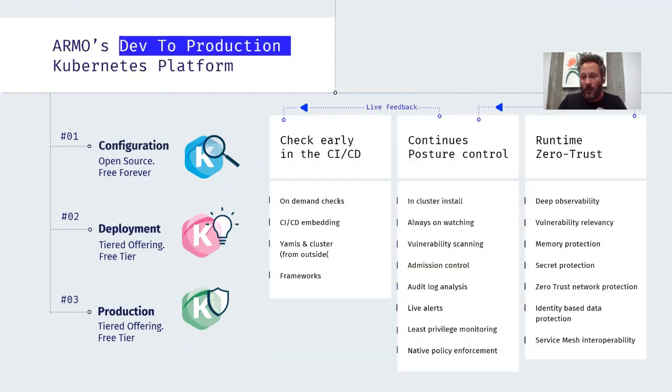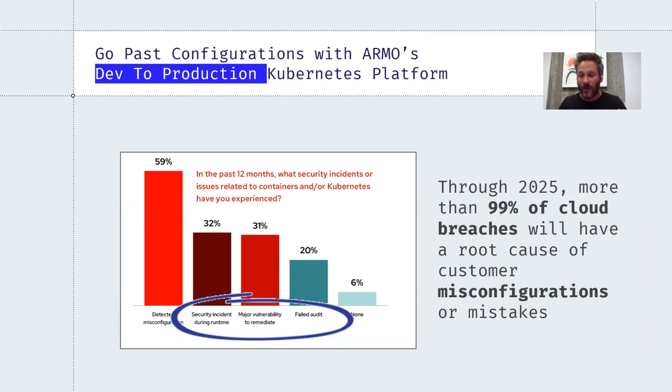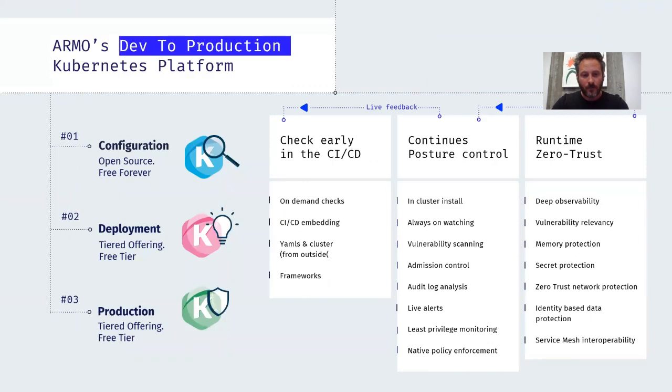We cover, you know, via KubeScape, we cover your checks early in the CI/CD, and then you add more functionality like continuous posture control and runtime zero trust to cover those elements that are not covered by KubeScape and other scanning tools. This is a core runtime security that we believe you need to add to your cluster, and we made it very easy for you to do that.